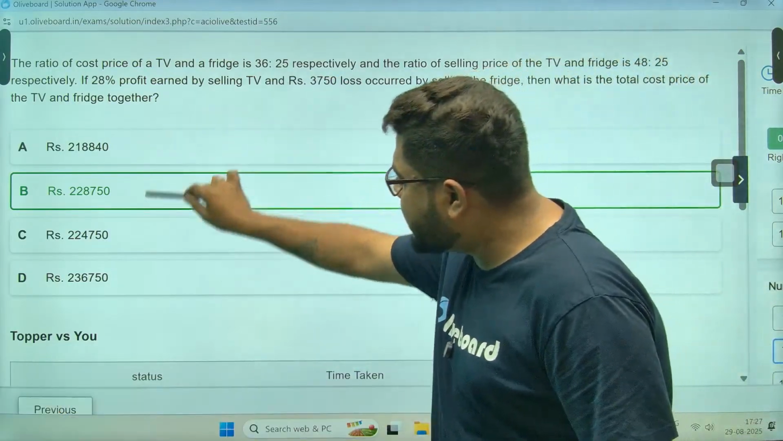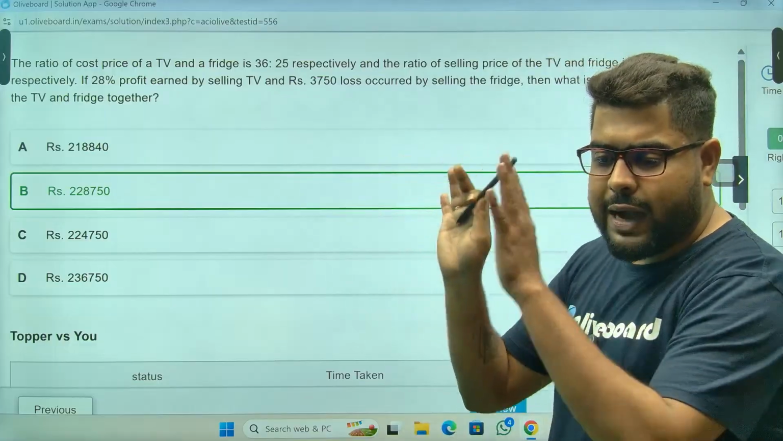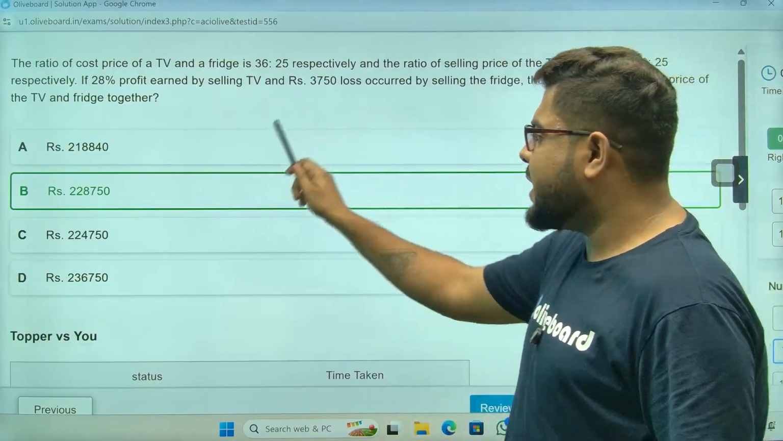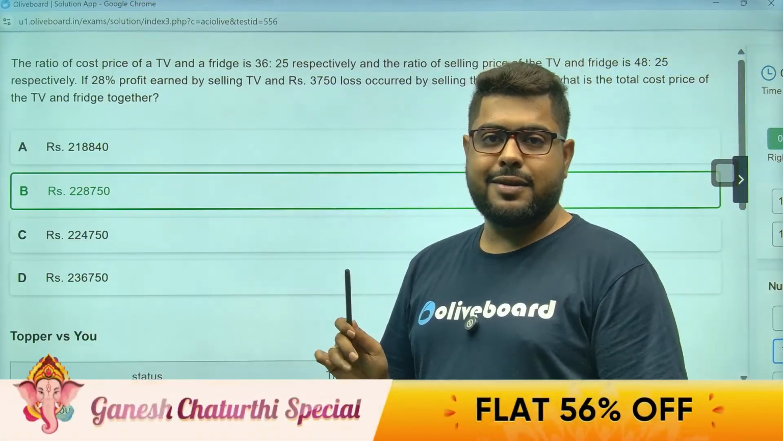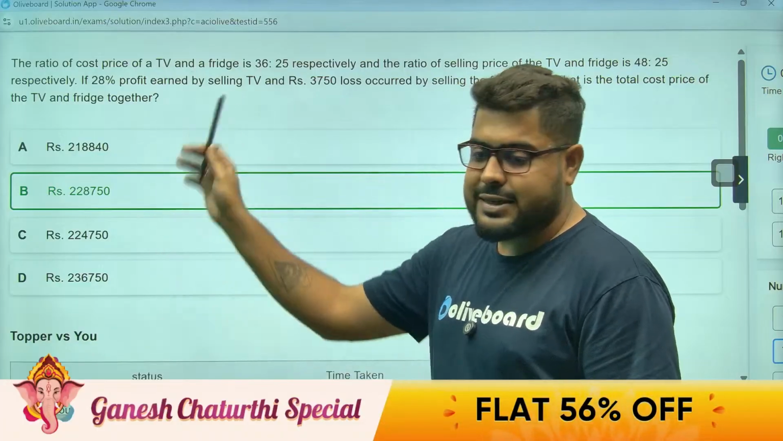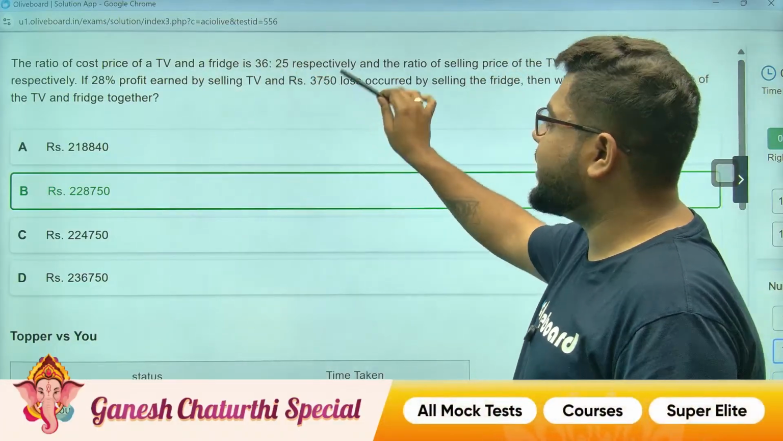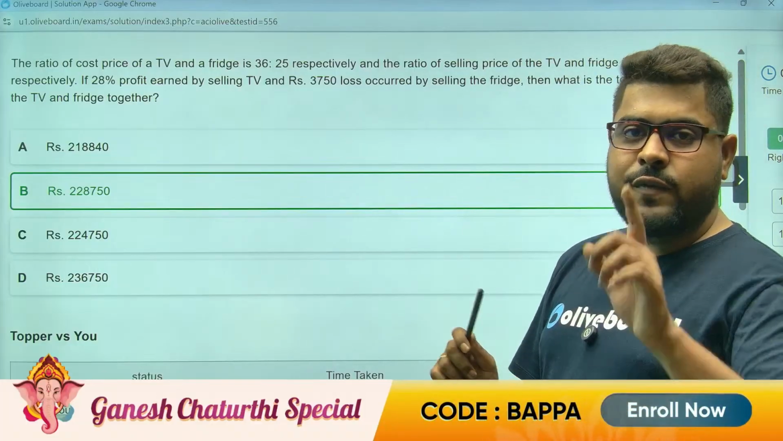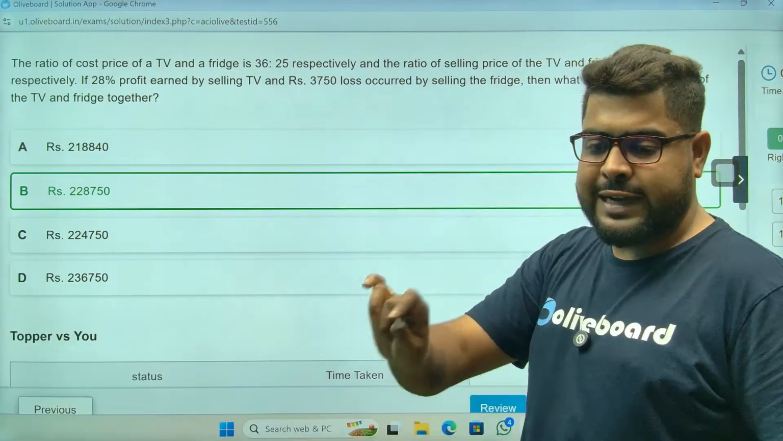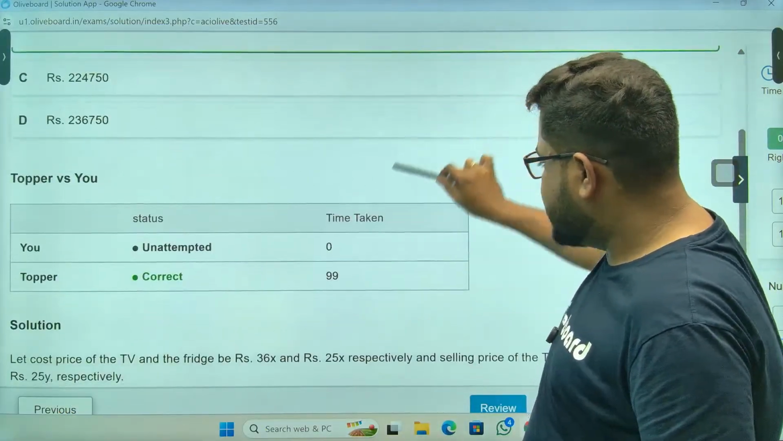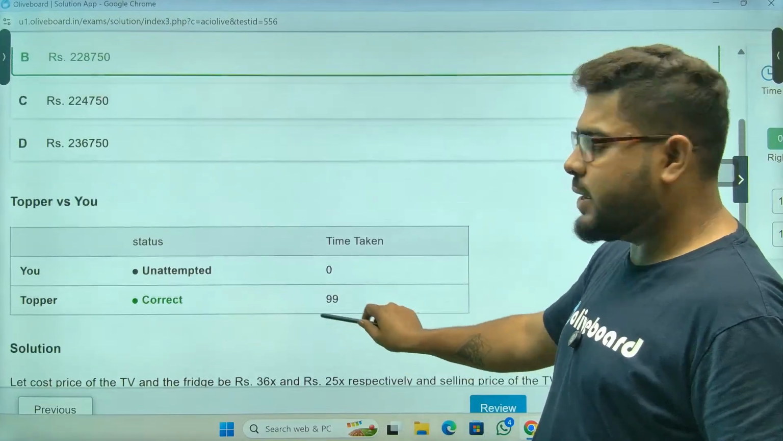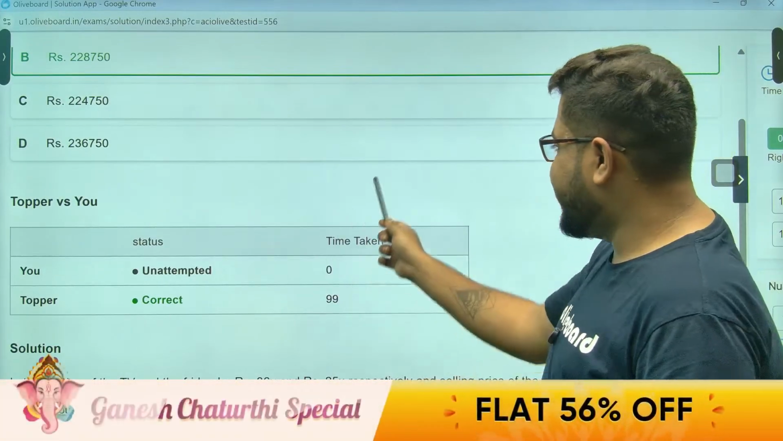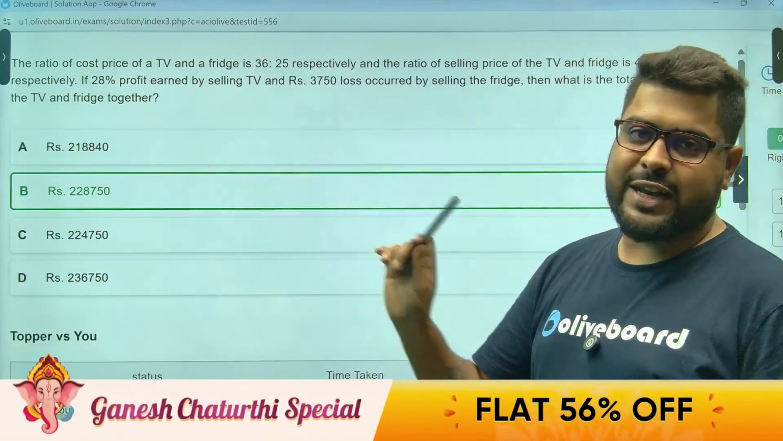And looking at these values, I'm quite confident that the examiner is not crazy. The examiner also wants to check whether I or you can think in this fashion, yes or no. If you don't think in this fashion, you will take more than 100 seconds. Look, 99 seconds the topper has taken. But again, if you can think like this, it should not take you much time.